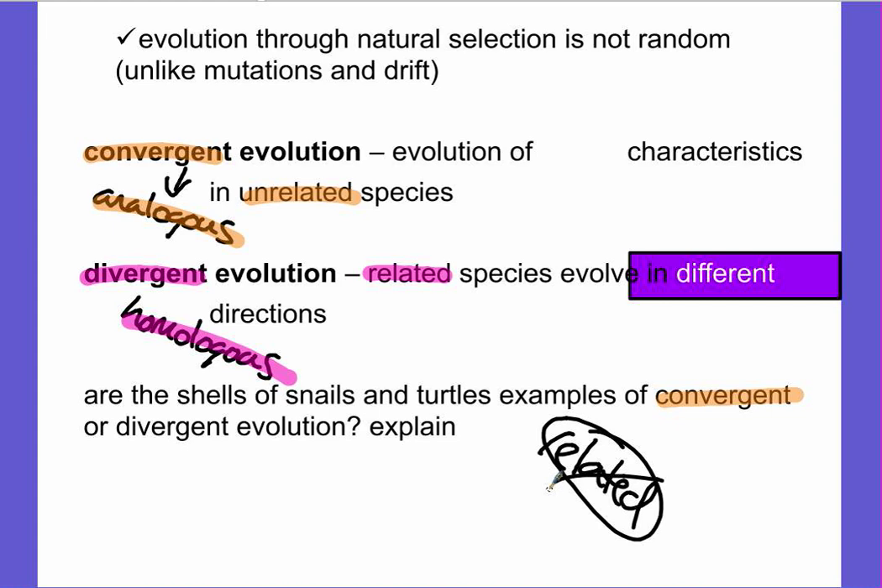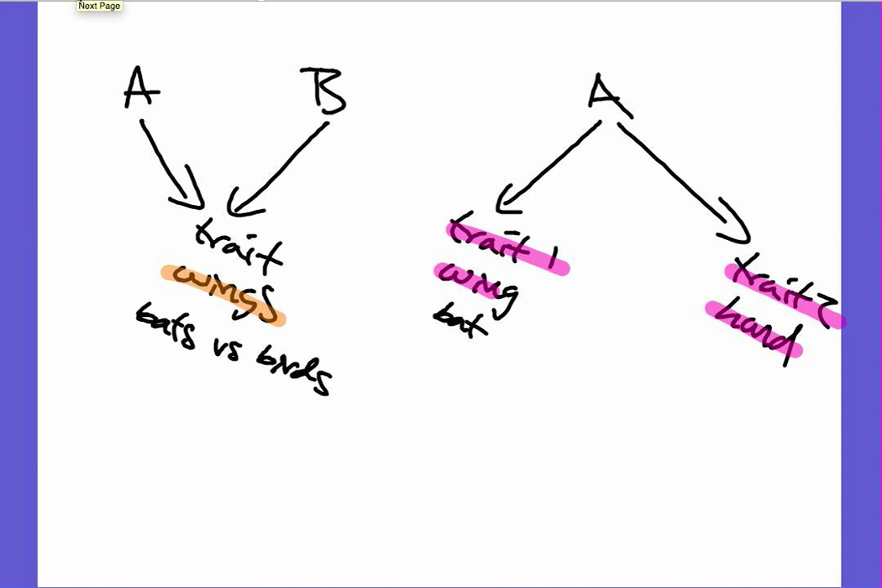If I said turtle shell and a tortoise shell, would it be convergent or divergent? Probably divergent. And how do you know that? Because they probably have a common ancestor. Why would you assume that? Because they're pretty similar. Is there underlying structures? They do have similar underlying structures.